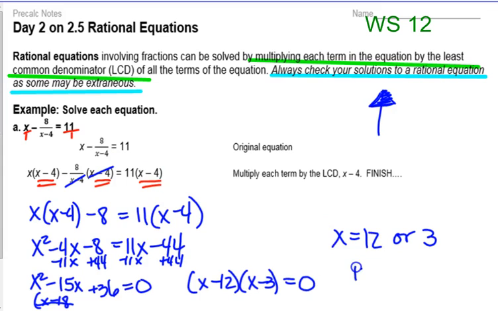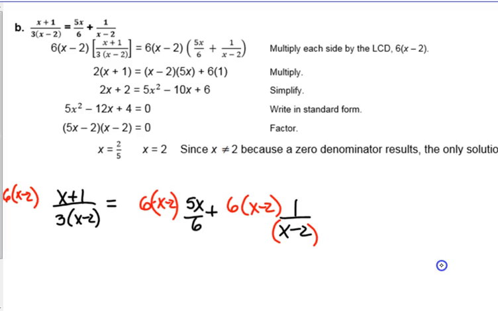If we want to double check, we'll have 12 minus 8 over, when you put 12 minus 4 in the denominator, another 8, equals 11. So 12 minus 1 is 11. That one works. If we put a 3 in, we get 3 minus 8 over 3 minus 4, which would be negative 1, equals 11. 8 divided by negative 1 is negative 8. 3 minus negative 8 would be plus 8, which is 11. It checks. Generally, as long as it doesn't make the denominator 0, it should be fine. Unless you solved it wrong, in which case it's always good to check so you catch your mistake.